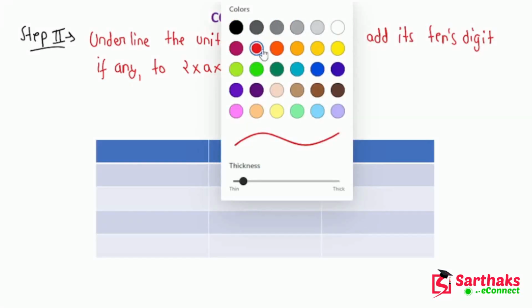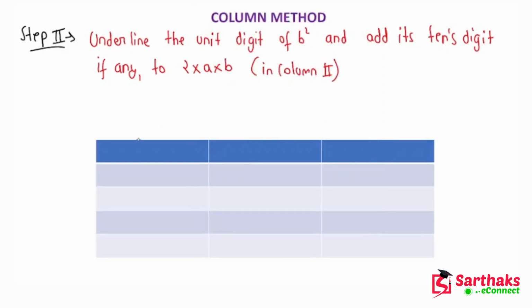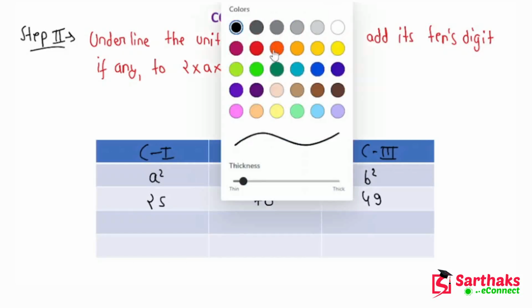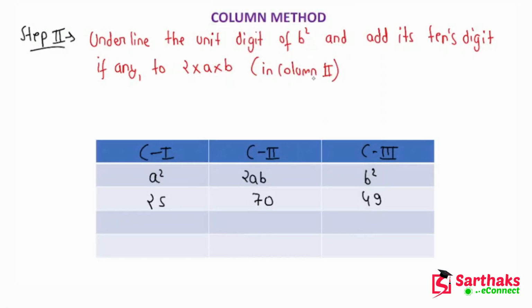So to understand this, let us first bring the question to the current scenario. This was column 1, this was column 2, and this was column 3. This was made for A square, this was made for 2AB, and this was made for B square. We have already calculated A square to be 25, 2AB to be 70, and B square to be 49. Now this method says to underline the unit digit of B square. So the unit digit is 9, so let us underline it.